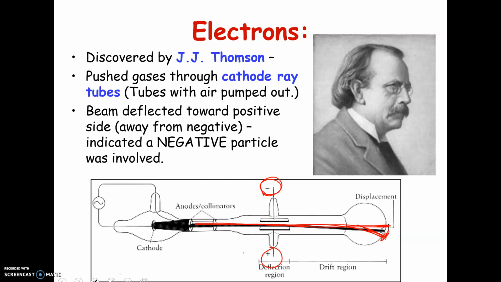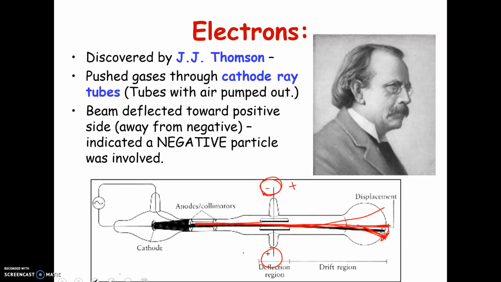And if he flip-flopped this and say the positive was up here, it actually would be deflected this way. And again, there's a cool video on my playlist of a teacher actually doing this with a real cathode ray tube if you want to see it. So what he basically discovered was that the particles themselves that were in this beam had to be negative.